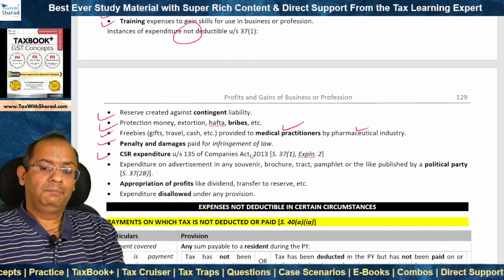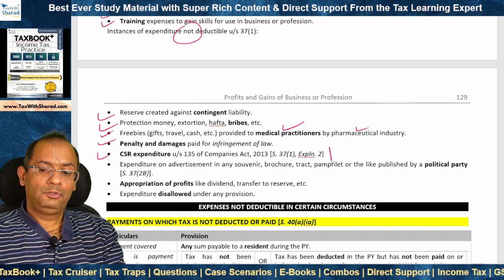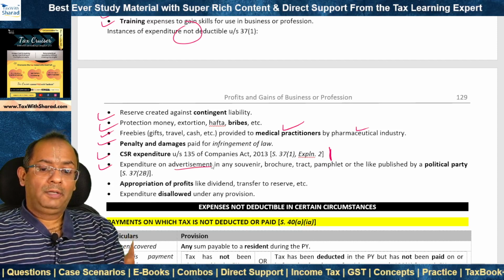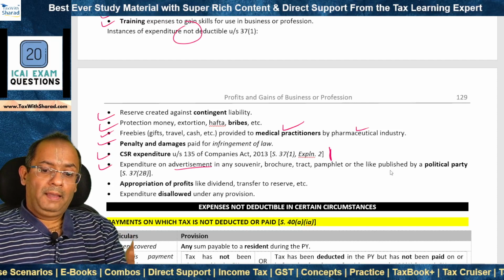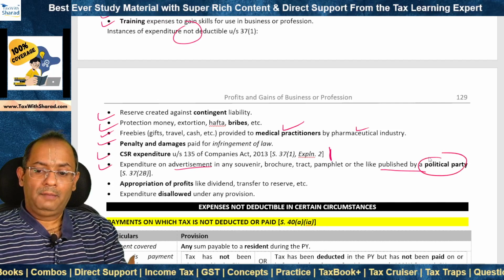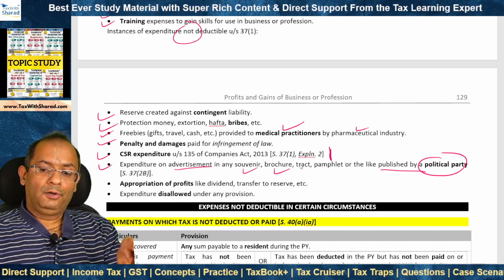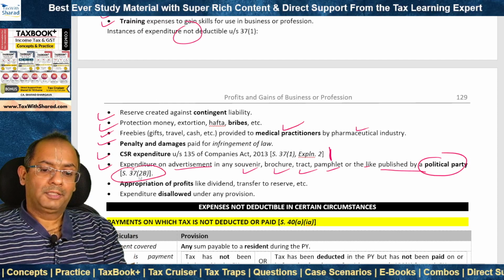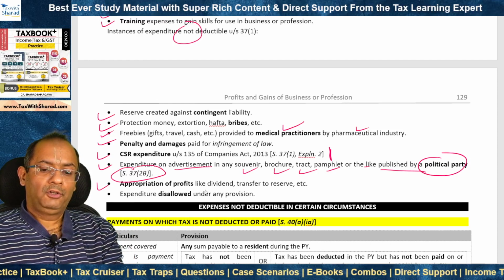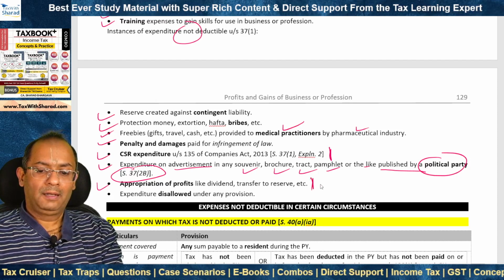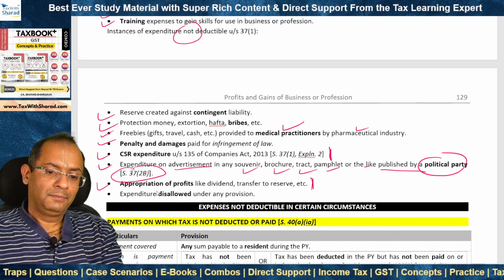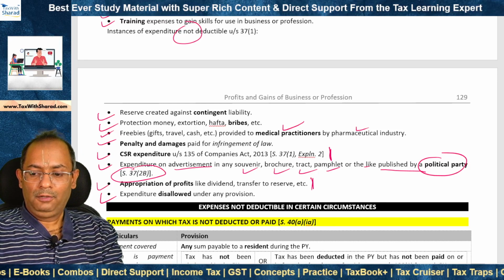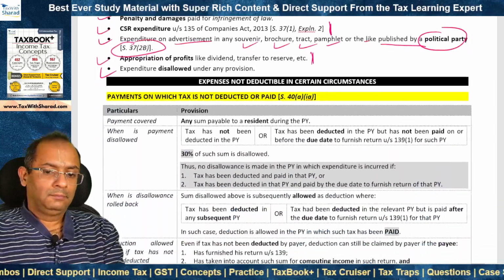CSR expenditure under the Companies Act is specifically disallowed by virtue of Explanation 2 of section 37(1). If there is expenditure on advertisement in a publication of a political party, it can be a souvenir or brochure or tract, pamphlet or the like, then that is specifically disallowed by section 37(2)(b). Appropriation of profits like dividend, transfer to reserve, etc. is not allowed because it is not an expenditure to earn income. Expenditure which is disallowed under any specific provision cannot be allowed under section 37(1).